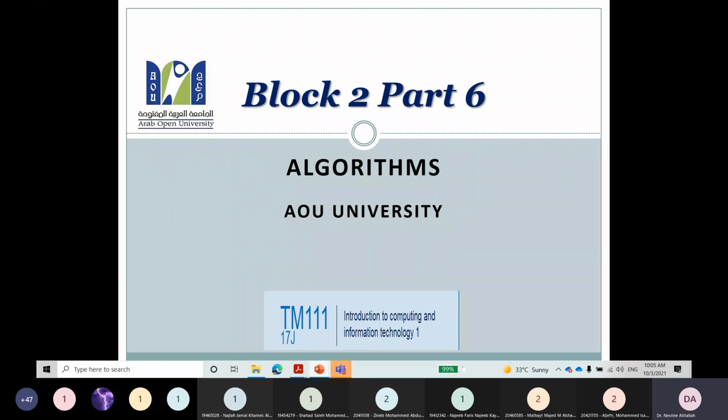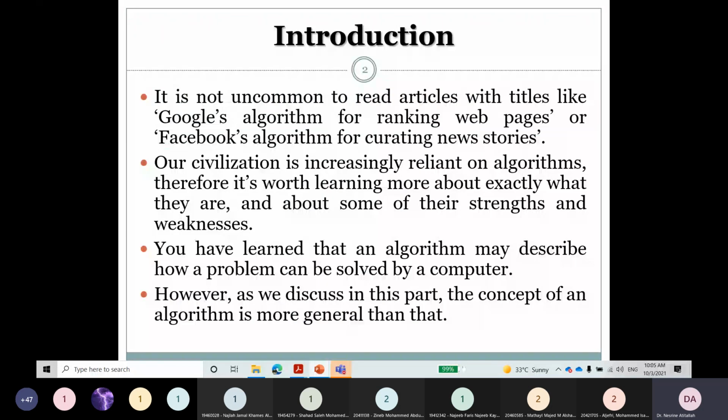It is not uncommon to read articles with titles like Google's algorithm for ranking web pages, or Facebook's algorithm for curating news stories. Our civilization is increasingly reliant on algorithms. As you know, everything in our lives follows an algorithm. Therefore, it is worth learning more about exactly what they are and about some of their strengths and weaknesses.